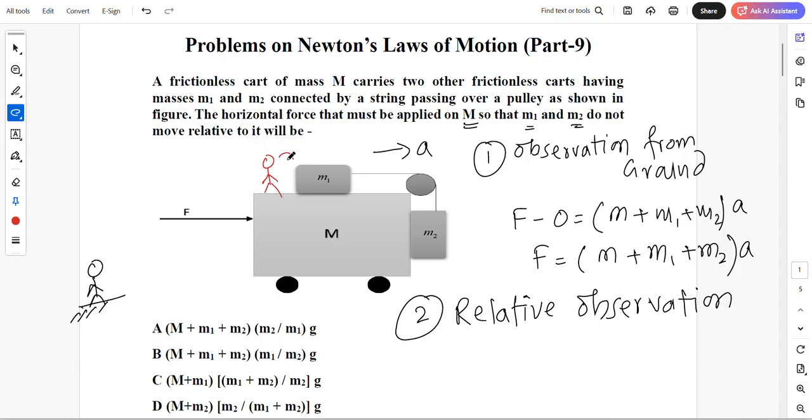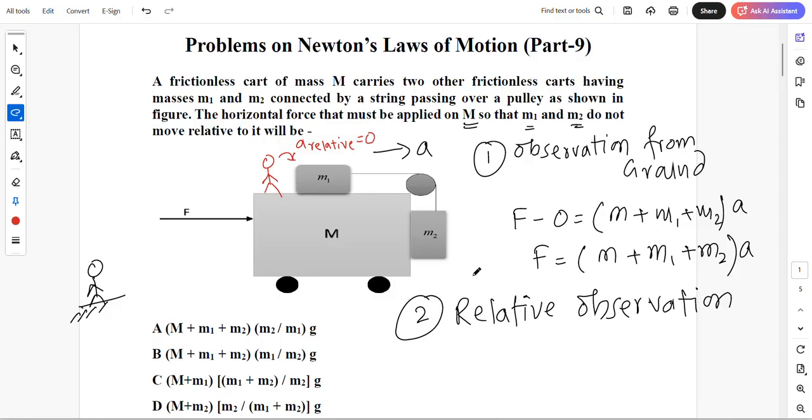If I observe this one, what is a relative? A relative will be 0. Relative acceleration will be 0. Because if you are in the bus, you cannot see that bus is moving. If you are standing outside, you can see that bus is moving. In the same way, a relative is equal to 0. These two are at rest, relatively at rest with respect to this person.